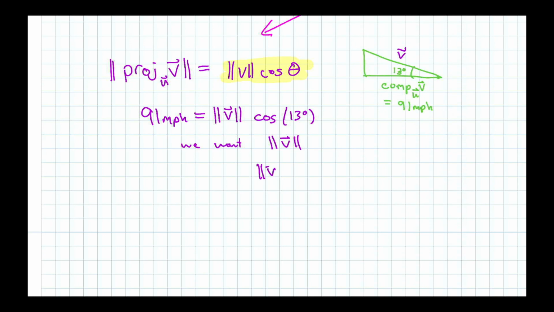So the magnitude of v is 91 over the cosine of 13 degrees. Now, be careful, you're going to use a calculator, but make sure your calculator is in degree mode, right? If you're going to do this problem here.